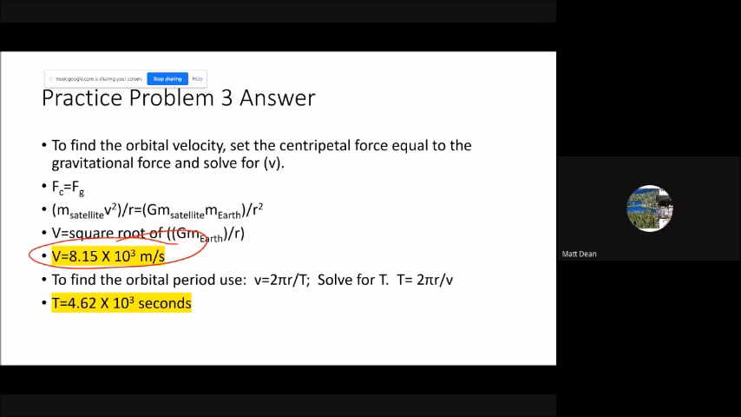Or I really didn't have to do that at all. I could have done what the question says here. Once I already know that velocity, I could have just set it equal to 2 pi r over t and solve for t. Either way will work. What we end up with is 4.62 times 10 to the third seconds. And again, that's the time for the satellite to go one time around the Earth.